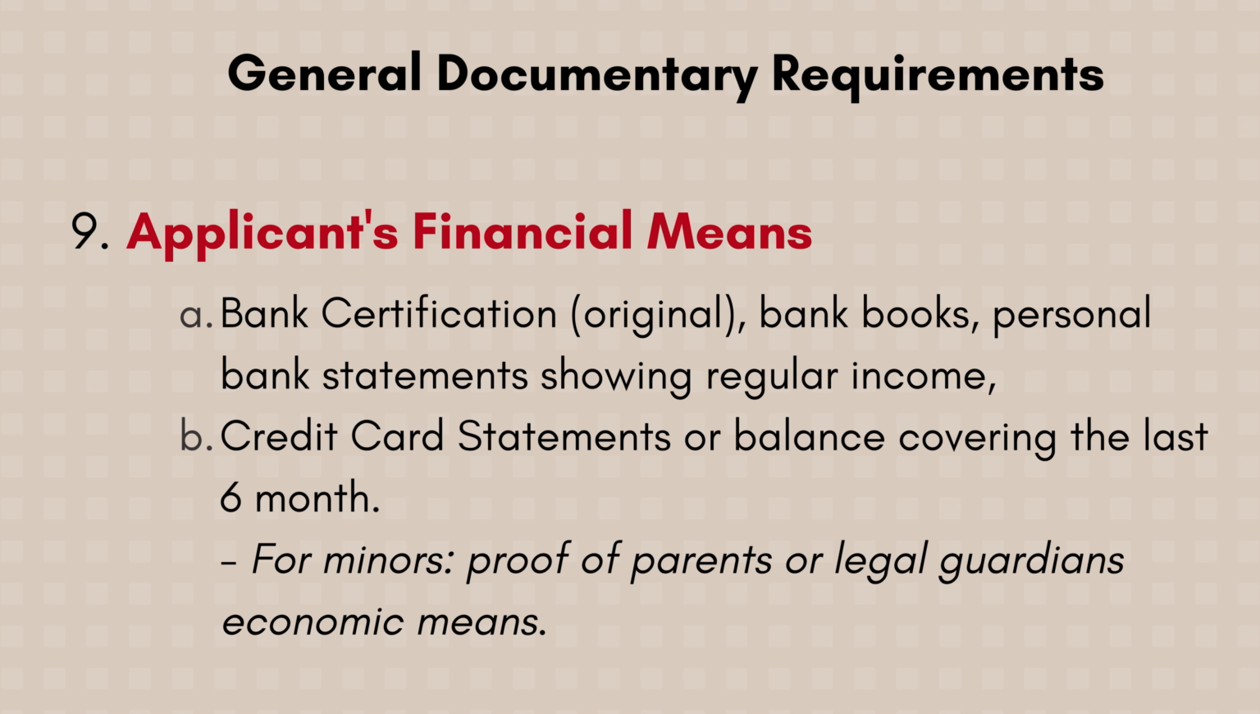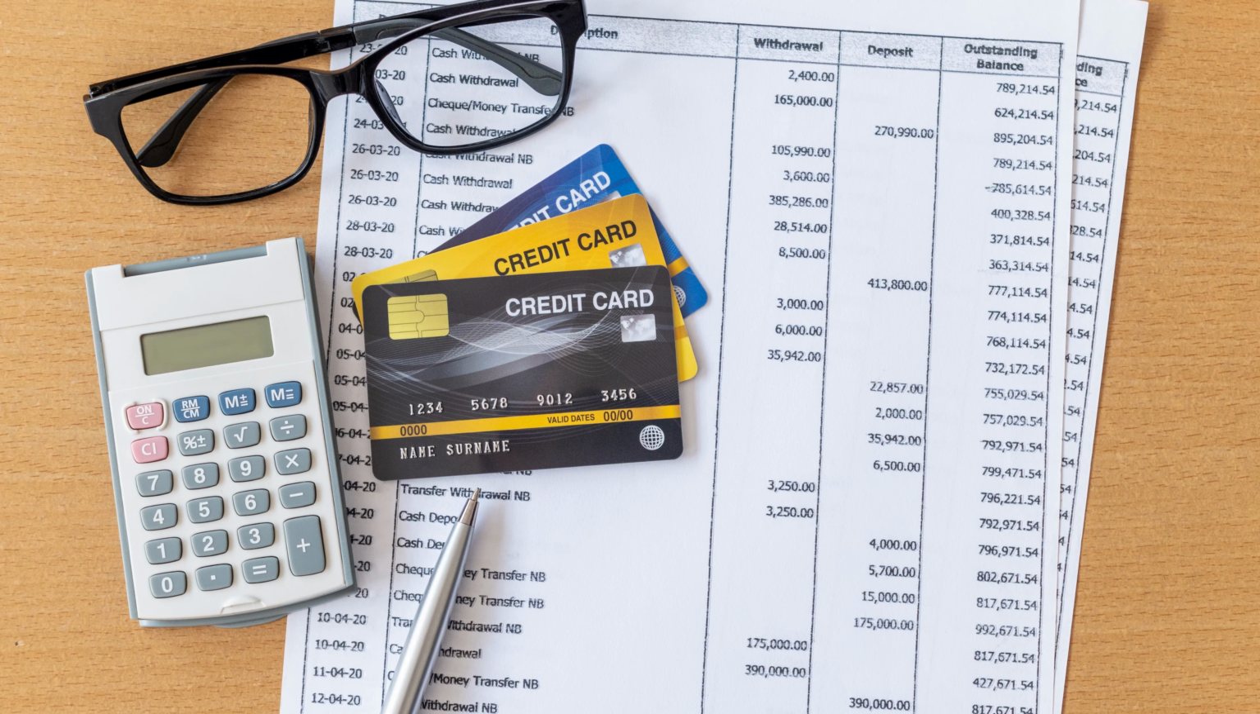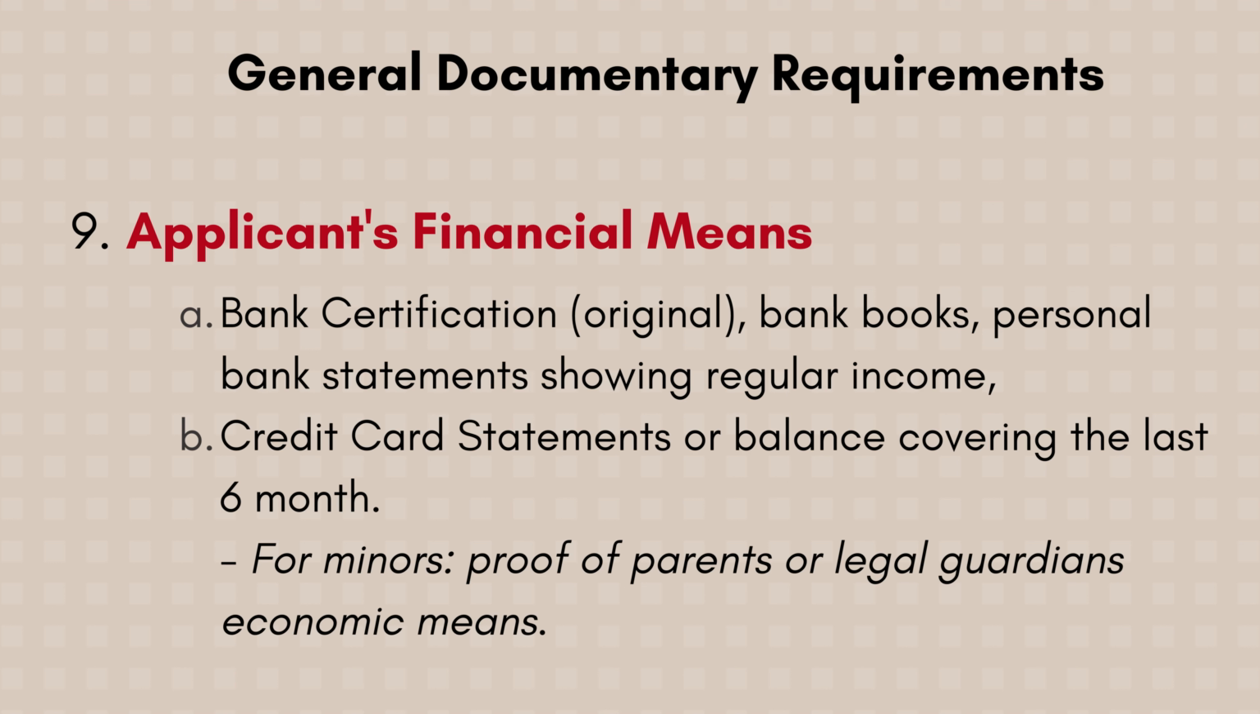And number nine, the applicant's financial means. The applicant's financial means would include a copy of the bank certification, the original copy, bank books, personal bank statements showing regular income. Usually they ask for the regular income for the last 6 months, as well as credit card statements or the balance covering the last 6 months. Now, for minors, please do include a copy of the parent or legal guardian's economic means.